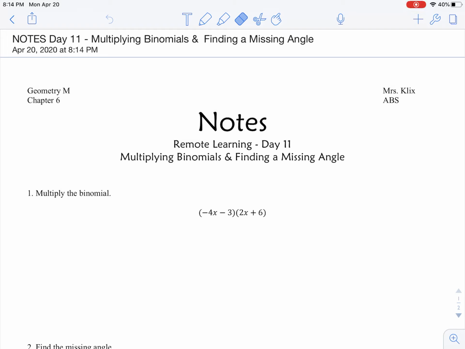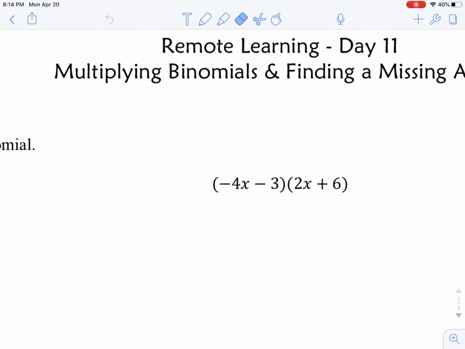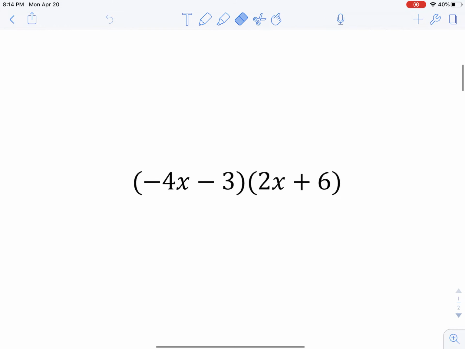All right, so in number 1, it's asking us to multiply the binomial. And so we are multiplying a binomial times a binomial. A binomial is a polynomial with 2 terms. So what you're going to want to do is multiply the terms together.